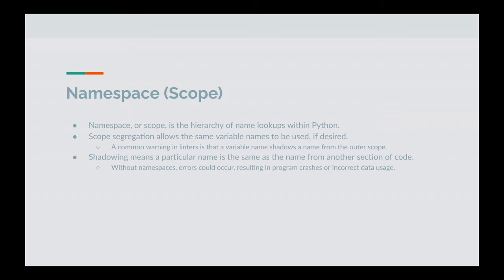And if you don't have namespaces, everything's just going to be in basically a global environment, and you can cause program crashes or get incorrect data because you're referencing a previously named variable and the computer's not going to know which one you're discussing.